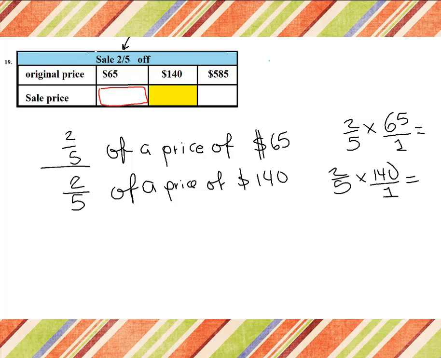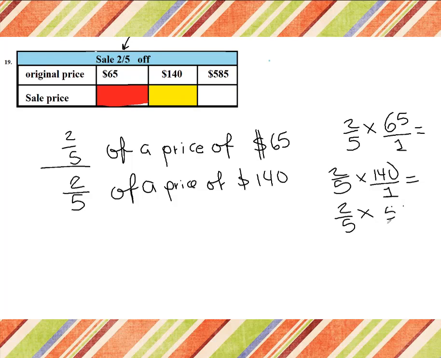140. How to solve this? 2/5 times 140. Put a 1 over and multiply. The answer you need to fill out in this part. Do exactly the same. Let's skip the step.